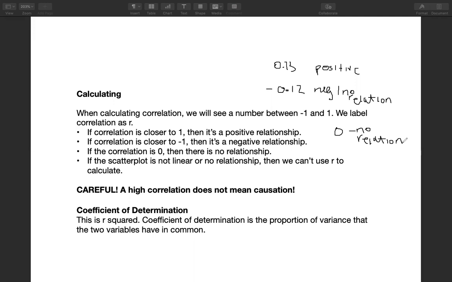And then the last thing in this video we'll touch on is the coefficient of determination. The coefficient of determination is the proportion of variance that two variables have in common. So that's taking a look at the variance side of things. And how we calculate the coefficient of determination is just r squared. So we take our correlation coefficient, r, and we just square it to get the coefficient of determination.